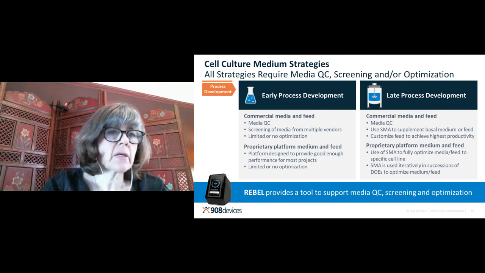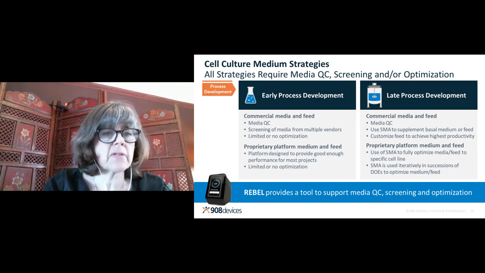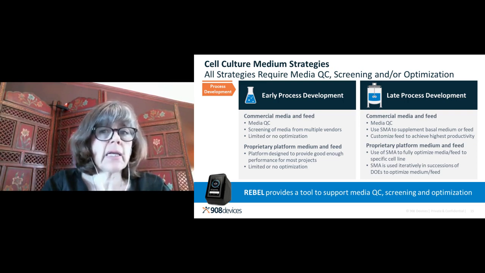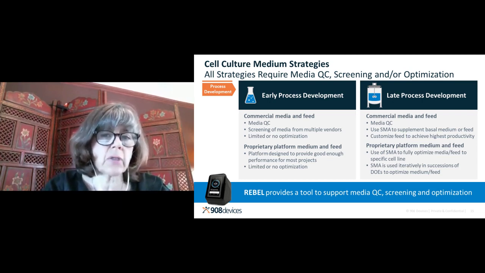In terms of strategies, if you're in early process development, you may be looking at using a commercial media and feed. Remember to QC your media, and you may want to screen a variety of media. If you use the Rebel, it'll give you a landscape of amino acid and vitamin composition, so you can ensure that you're testing various media. If you're using a platform media, again, you may want to do some limited optimization early on, and the Rebel is very useful. In late process development, where you're going to full optimization, definitely spend medium analysis leading to DOEs for a full optimization, really providing those key nutrients to your cells when they need them.